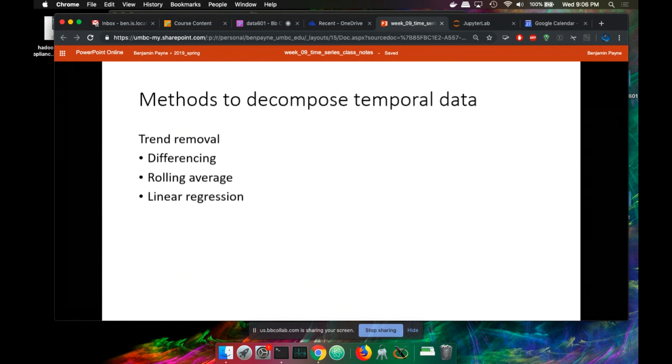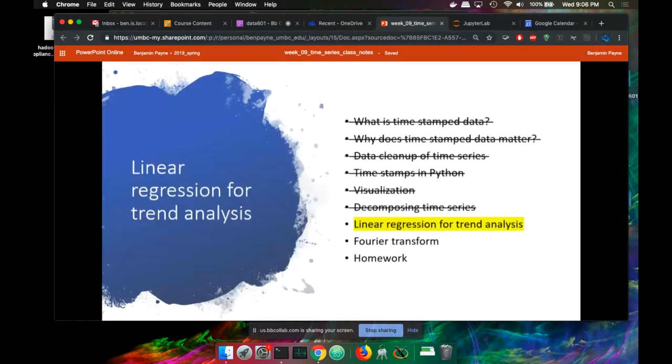Okay, so we talked about rolling average to get the trend data. Another way to do that is linear regression. So next up we'll talk about linear regression. This shows up in a couple different places. I'm going to be talking about it in the context of trend analysis, but it shows up also for correlation analysis and for machine learning. So it's widely used, and I'm just going to talk about it in one context.